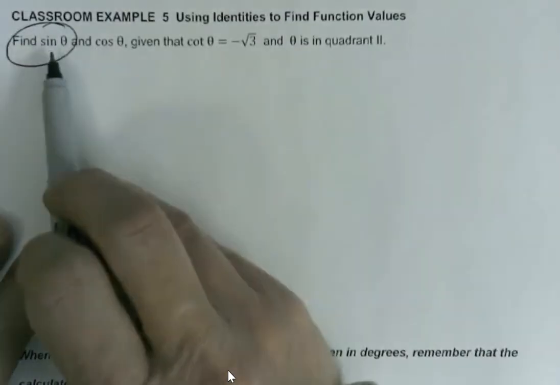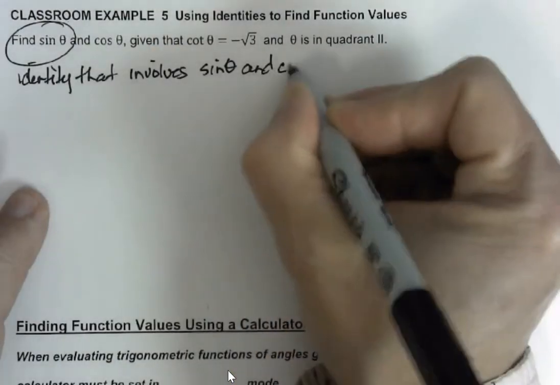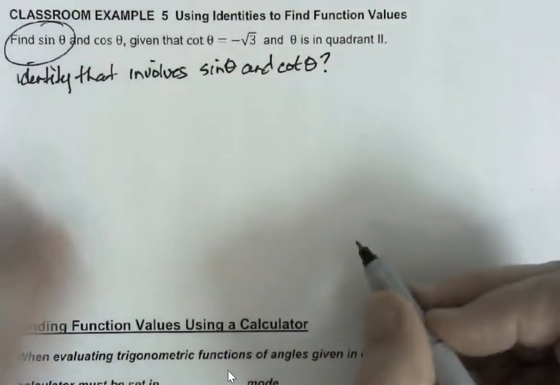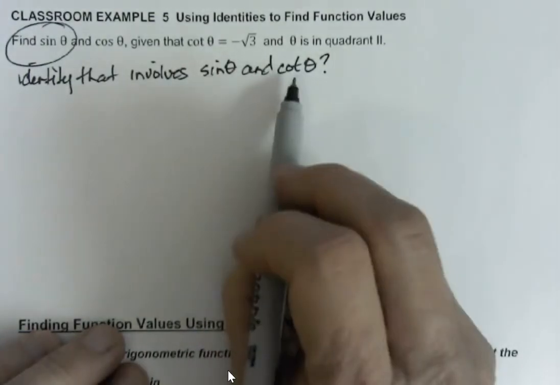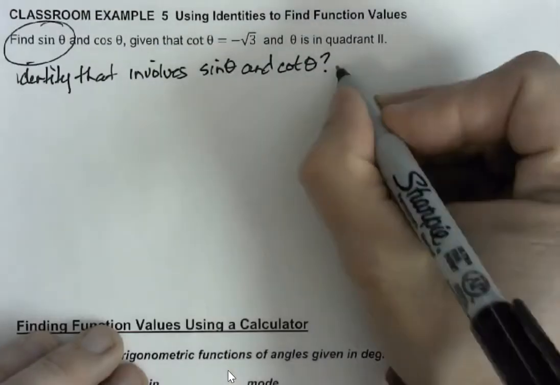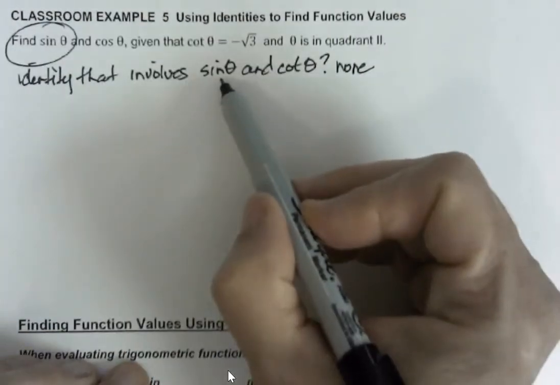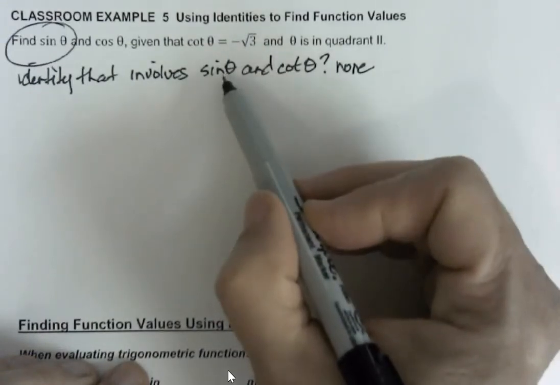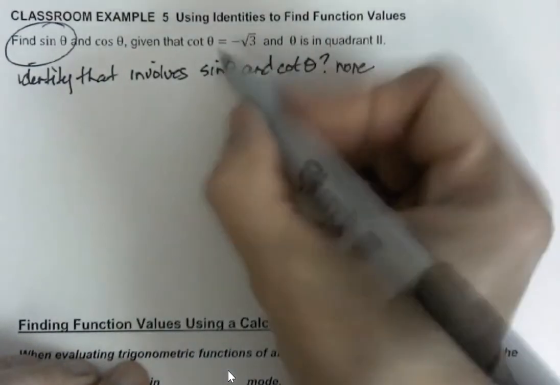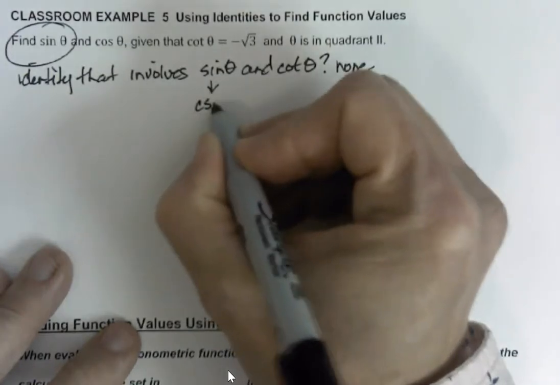So what we want to ask ourselves is, is there an identity we have that involves sine of theta and cotangent of theta, and only those two? The answer is no, there's not an identity that only involves those two. One thing that we could do is pick one of these two and use the reciprocal of it instead and see if there's an identity that involves those two functions.